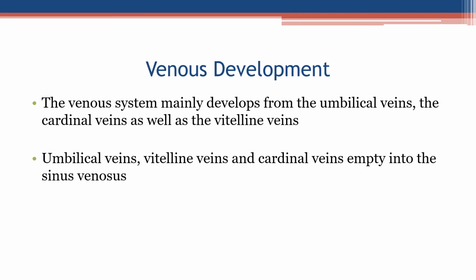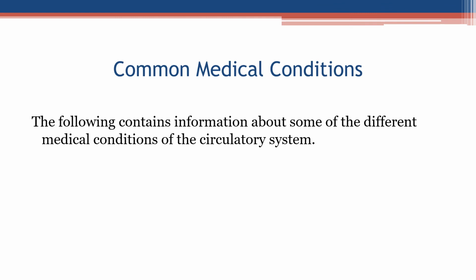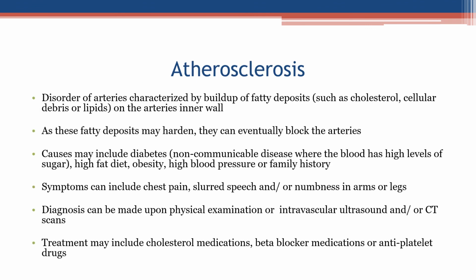Venous development. The venous system mainly develops from the umbilical veins, the cardinal veins as well as the vitelline veins. Umbilical veins, vitelline veins, and cardinal veins empty into the sinus venosus. Common medical conditions. The following contains information about some of the different medical conditions of the circulatory system.